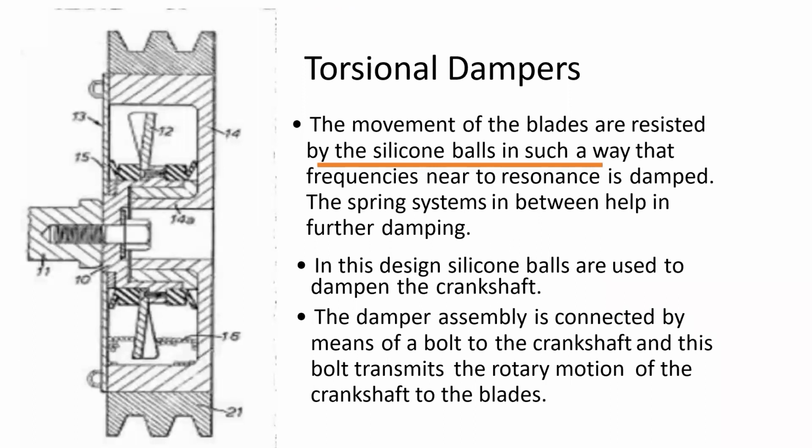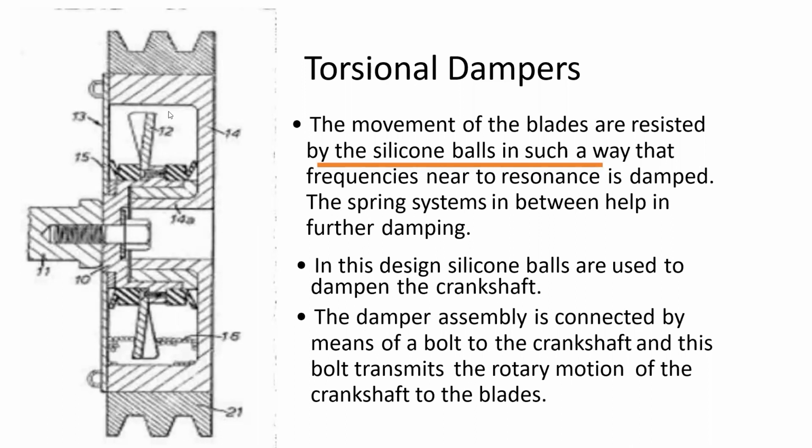This is actually a patent that is not ours, and this patent is no longer valid. I am just showing it for the benefit of the audience, so that they can also work on it. These are all very complicated. The damper assembly is connected by means of a bolt, and then these are all silicon balls. This is 1945. Silicon balls are actually used to dampen out the vibration of the crankshaft. But here, MR fluid can be used to dampen this. You can fill the oil, put the coil here, and change the torsional damper.